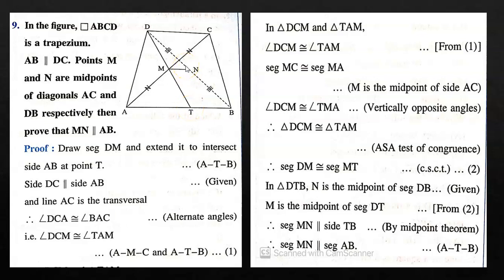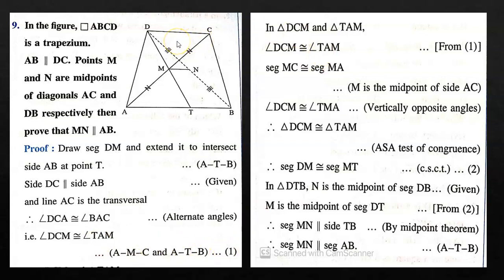So now let's start. We have DC parallel to AB, given information, and line AC is the transversal. So I have angle DCA congruent to angle BAC, alternate angles. DCA I can also call DCM, that is, angle DCM is congruent to angle TAM. This is my statement number 1.